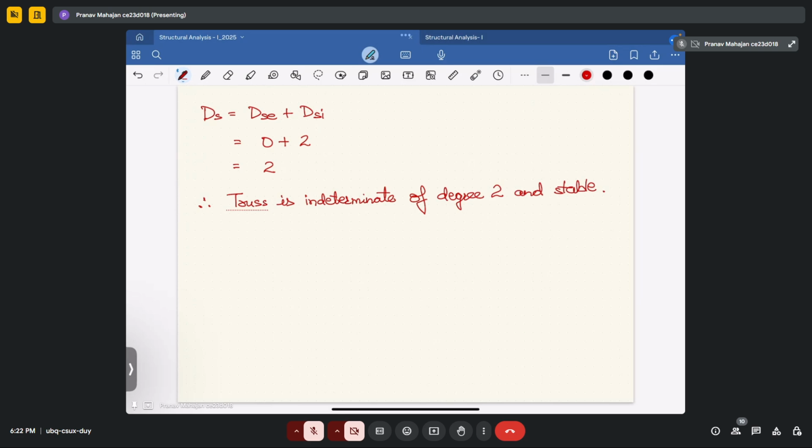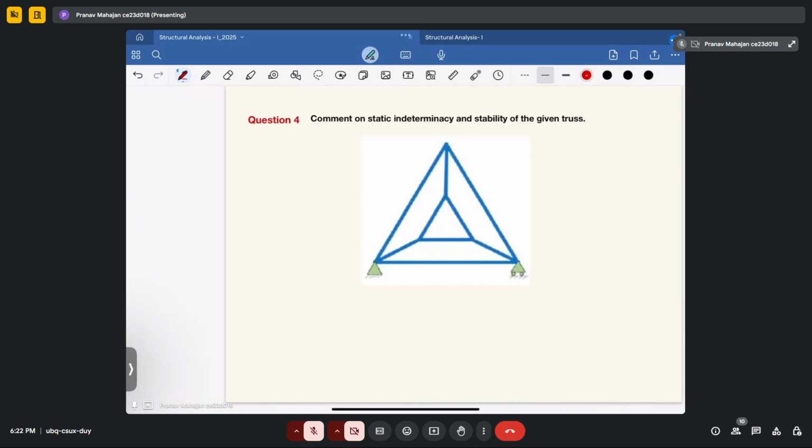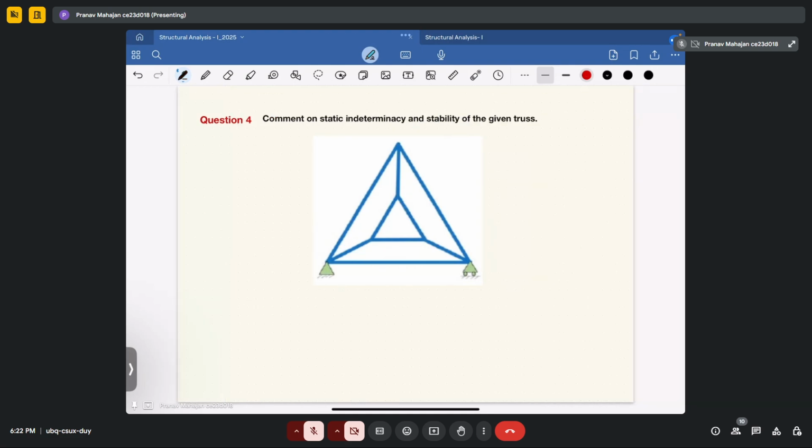Okay. Now let's move to another question. In this case, determine the static indeterminacy. So your ds will become dsi plus dse. So now find dse. That will become r minus 3. So number of reactions here is one vertical reaction, one horizontal reaction for hinge, one vertical reaction for roller. So here r is 3. 3 minus 3 equal to 0.